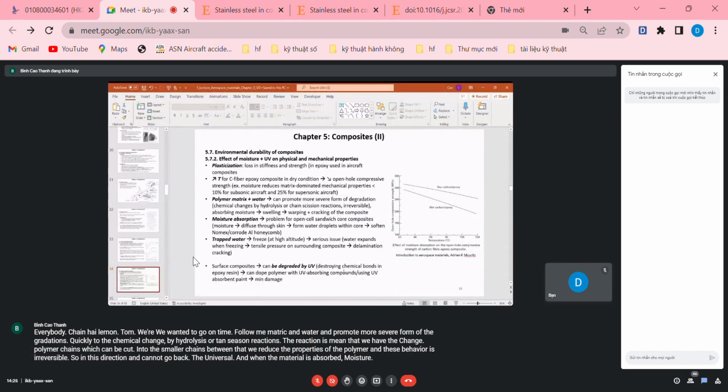And when the material absorbs moisture, the water molecules will diffuse to the area in between the matrix and the reinforcement, and this creates swelling and warping together with cracking of the composite.